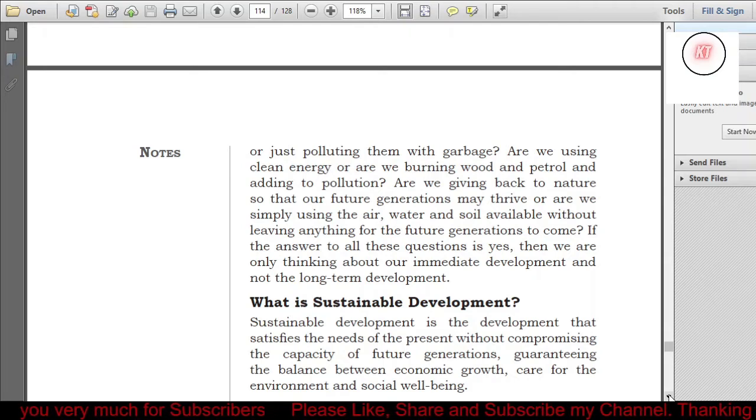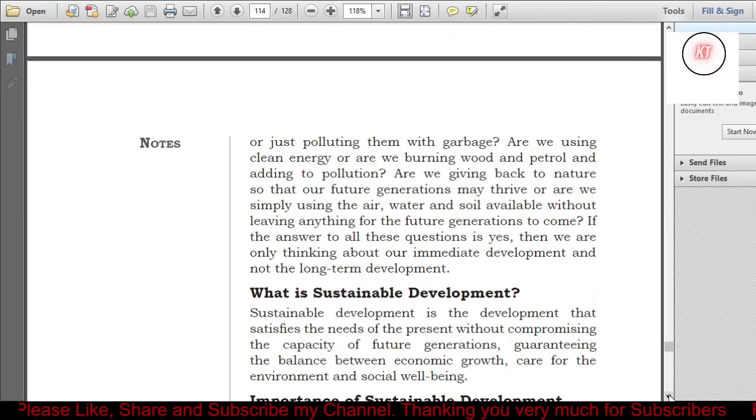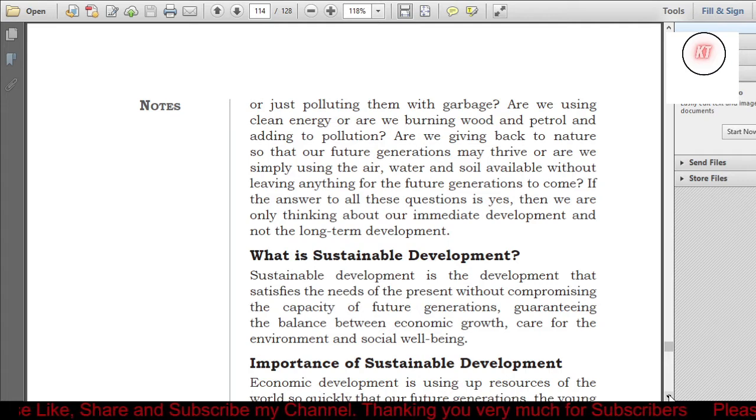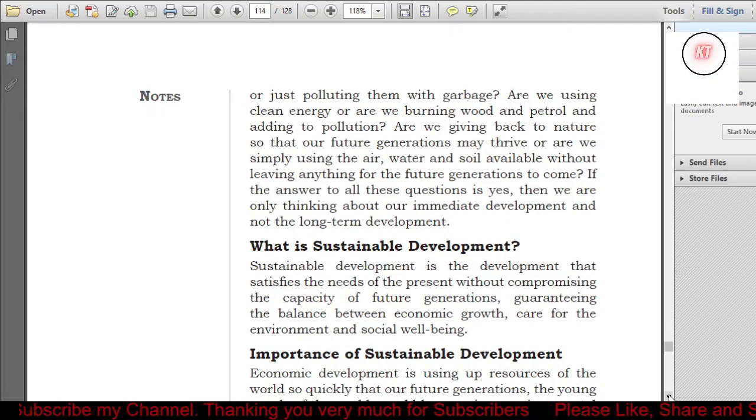Are we giving back to nature so that our future generation may thrive? Are we simply using the air, water and soil available without leaving anything for the future generation to come? The answer for all these questions is yes. Then we are only thinking about our immediate development and not long-term development.